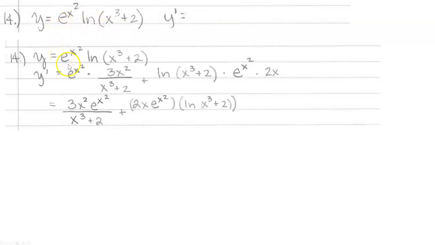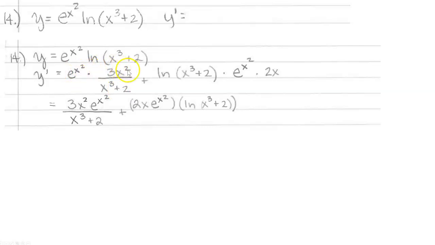All right, then for 14, we have a product. We have e to the x squared times ln of x cubed plus 2. So we're going to do first times derivative of second plus second times derivative of first. So first, e to the x squared times derivative of second. Now remember that the derivative of a natural log is 1 over u times the derivative of u. So your u value is in the denominator and the derivative of that is in the numerator. So our little shortcut has been put the original in the denominator and its derivative in the numerator.